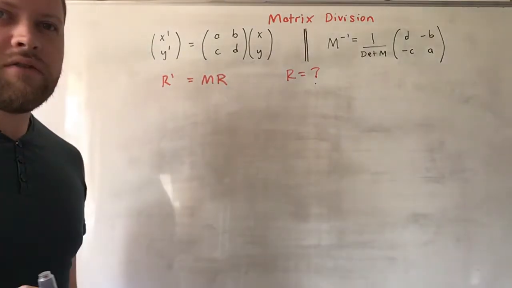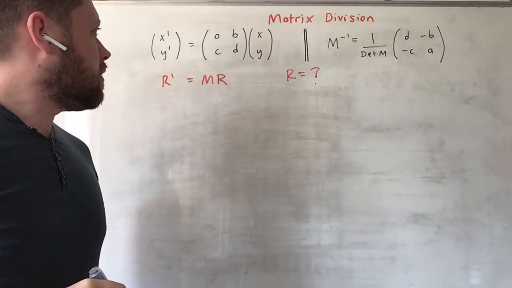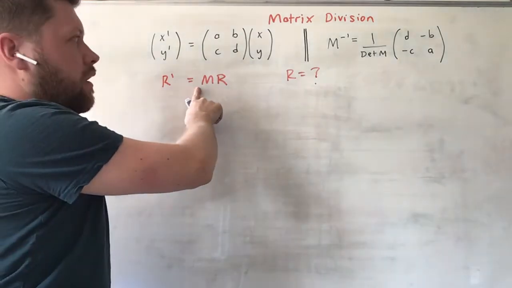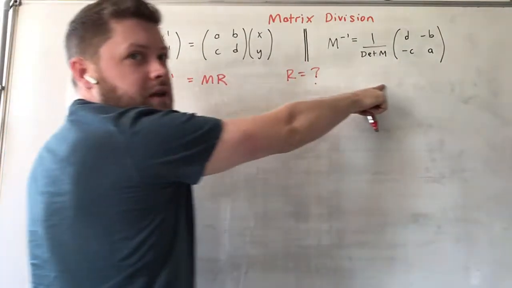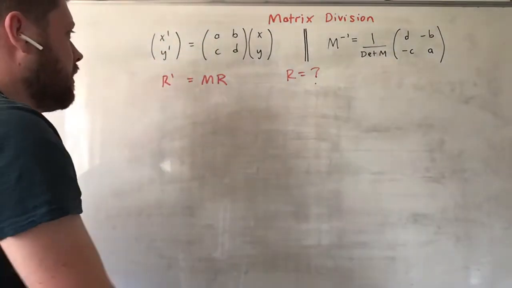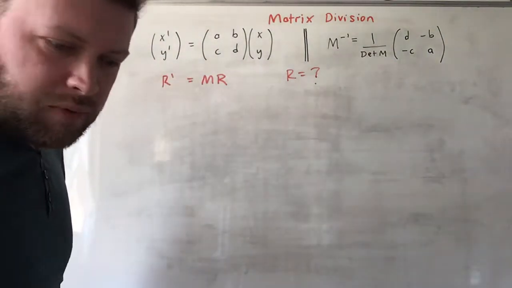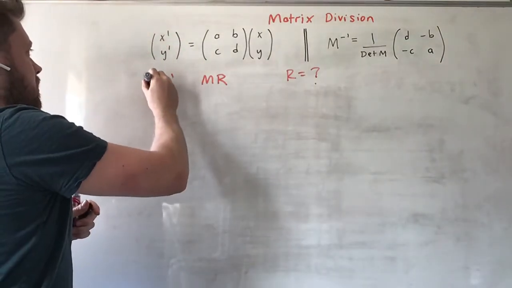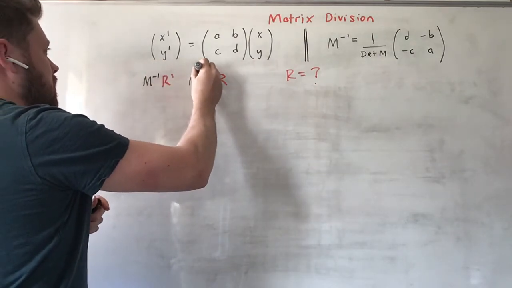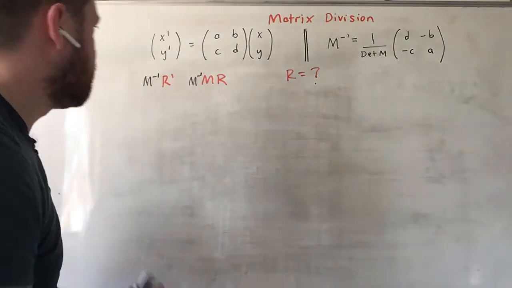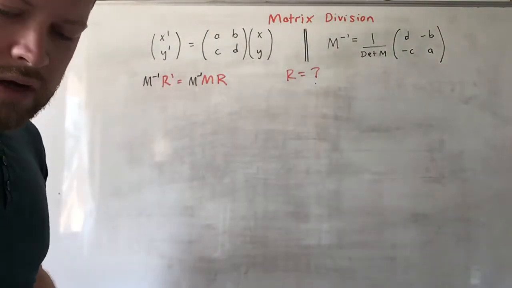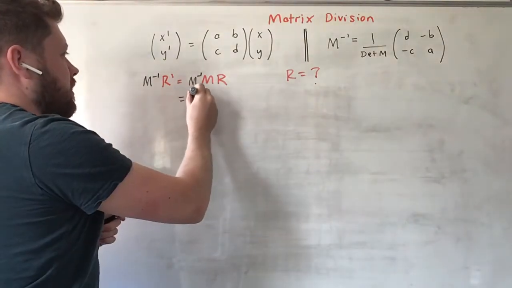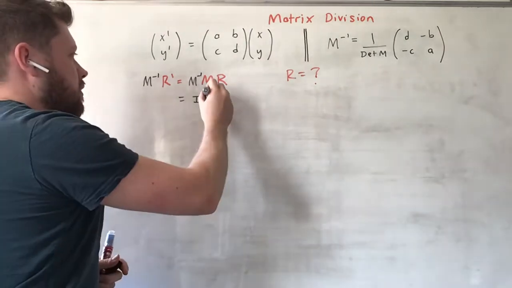But what we can do is multiply on the left hand side here and here by M inverse. So M inverse, we discovered the last time, is given by this expression here. Let's see what happens if we multiply both sides by M inverse. Now we have M inverse times M. That gives us the identity matrix times R.